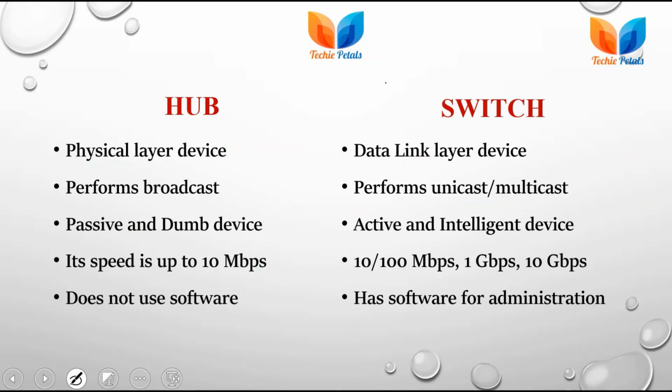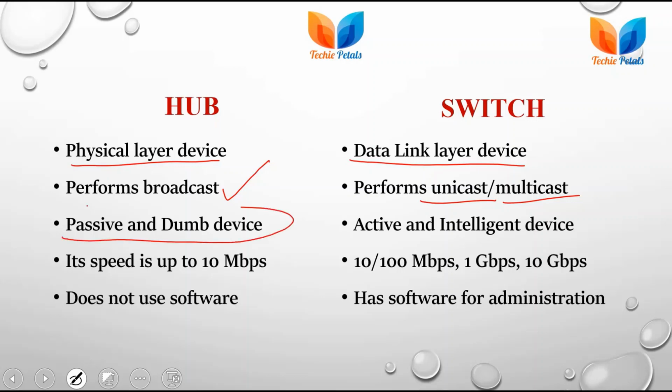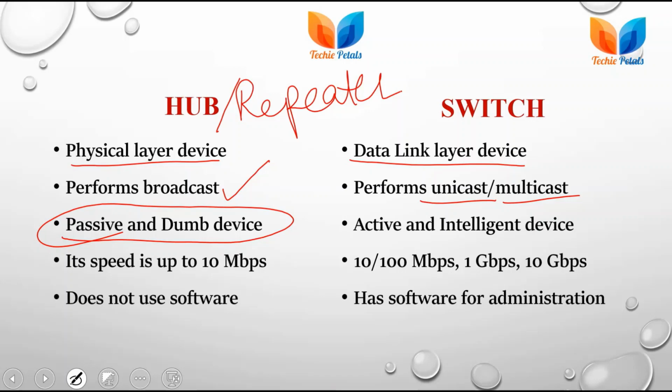Now let's look at the difference between hub and switch. A hub works at the physical layer, a switch works at the data link layer. A hub always performs broadcast, while a switch performs unicast and multicast, and can also perform broadcast if required. A hub is a passive and dumb device, as it does not perform any task intelligently. It simply receives the data and forwards the data to all. So a hub is like a repeater, only a hardware repeater, but a switch works intelligently, an active device, so it forwards the data to specific systems only.